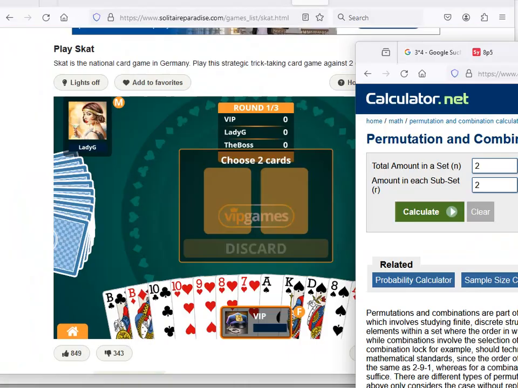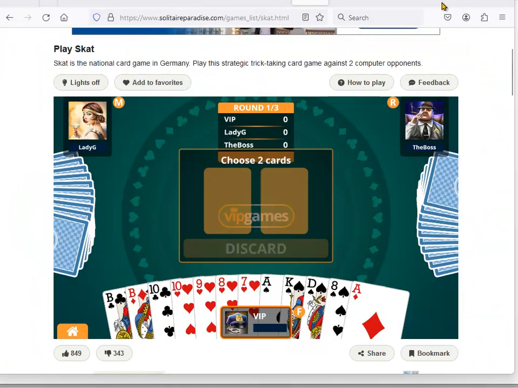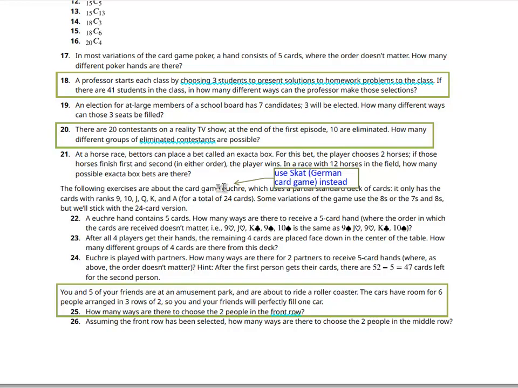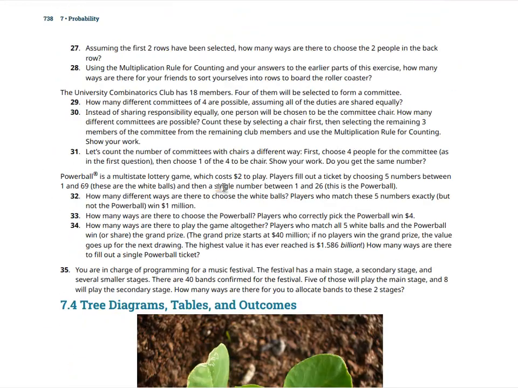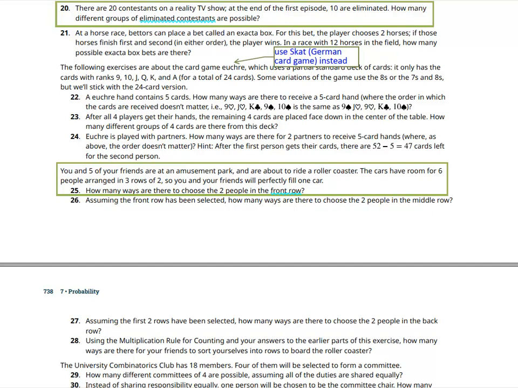All right, so I'm going to get this one over here. And yep, that was actually it, but I do have a couple more things.